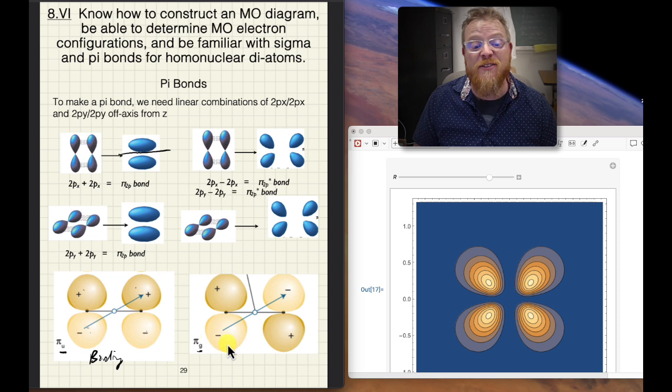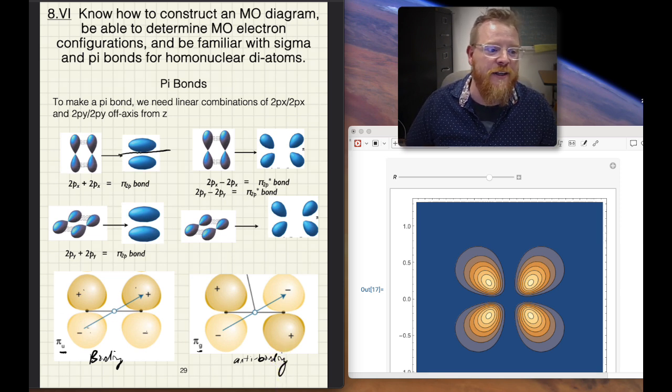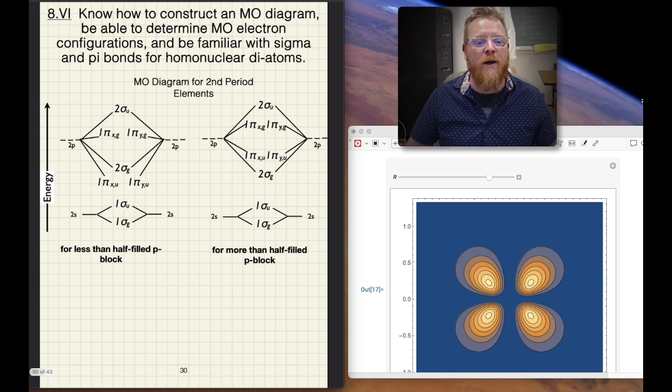So that actually gives us the gerade symmetry for the anti-bonding. That's important to note, that that symmetry operation is the opposite in pi bonds as it is in sigma bonds. Okay, so let's keep going with this. I know this is going to be a little bit of a long one, but hopefully it's also somewhat familiar from your Gen Chem days.